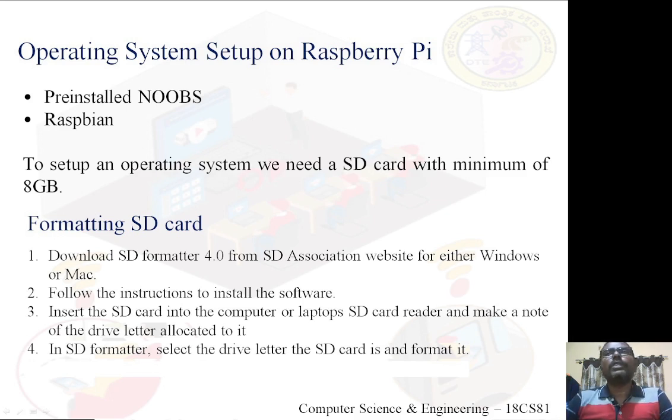Now, what are the steps we need to follow to set up an operating system on the Raspberry Pi computer? The first step is we need to format the SD card. I repeat, the first step is we need to format the SD card. So how to format an SD card?